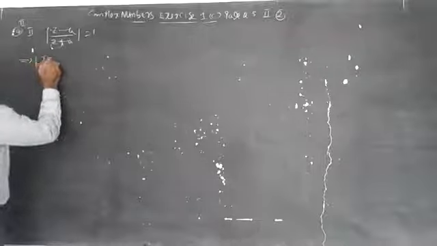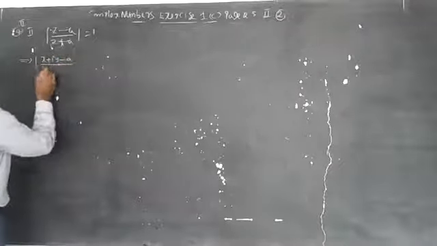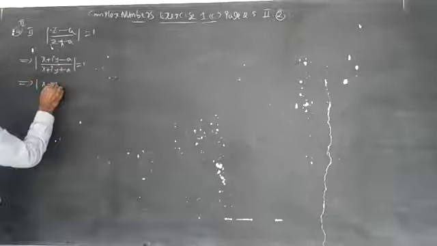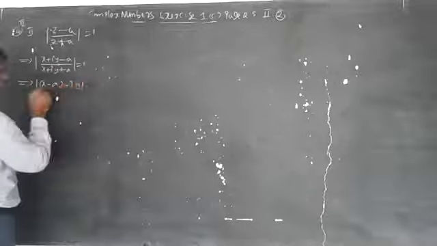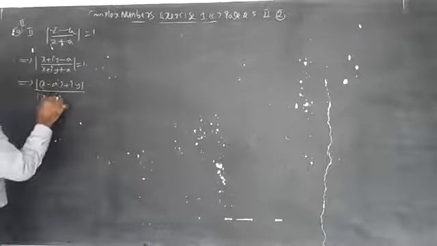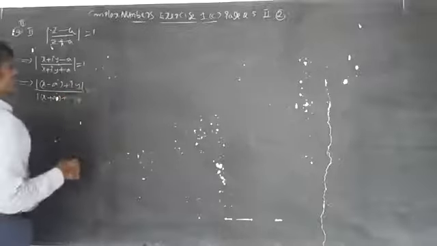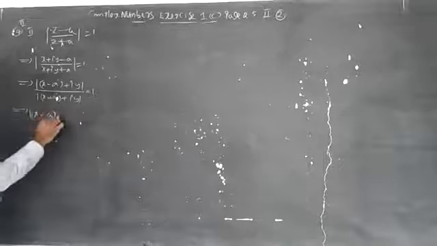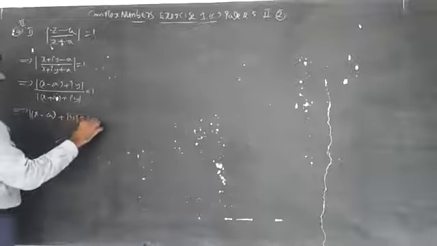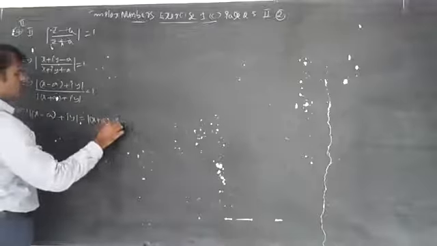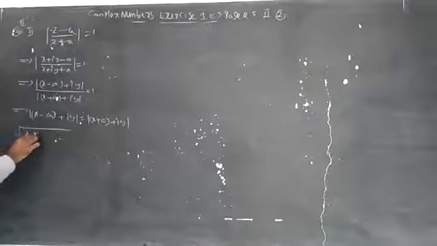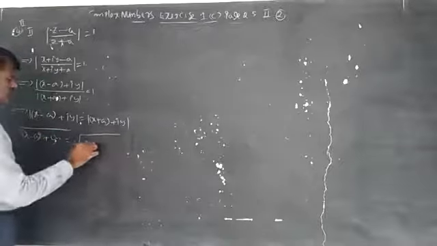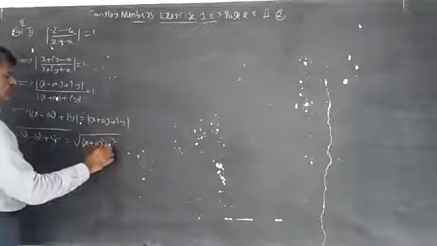You can write directly here x plus iy minus a by x plus iy plus a is equal to 1. That implies x minus a plus iy whole by x plus a plus iy. Modulus of z1 by z2 is equal to mod z1 by mod z2 separately, you can write. So, cross multiplication: modulus of x minus a plus iy is equal to modulus of x plus a plus iy. Root of modulus means real part whole square plus imaginary part square. Root of x minus a whole square plus y square is equal to square root of x plus a whole square plus y square.